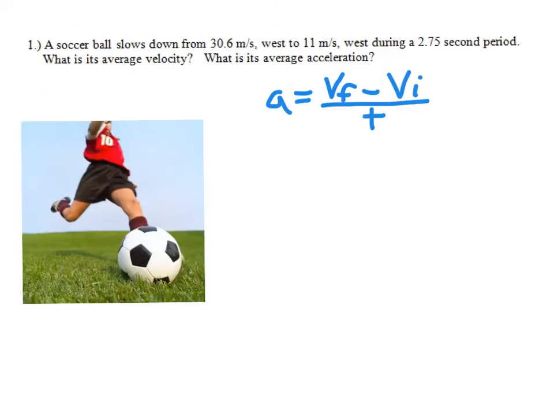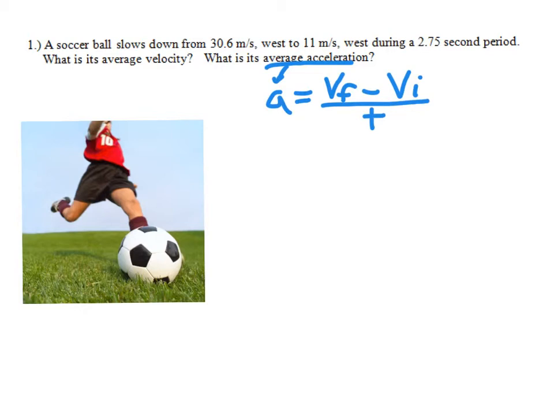Alright, so now we're going to do some example problems together. And so I have our formula in here that we're going to use for all of them. So this a equals vf minus vi over t. And I'm going to show you what each part of this is. What we're always trying to find is this average acceleration. So where it says average acceleration here, that's letter a. Okay, so let's read it. It says a soccer ball slows down from 30.6 meters per second to 11 meters per second west during a 2.75 second period. So I want to know what is its acceleration.